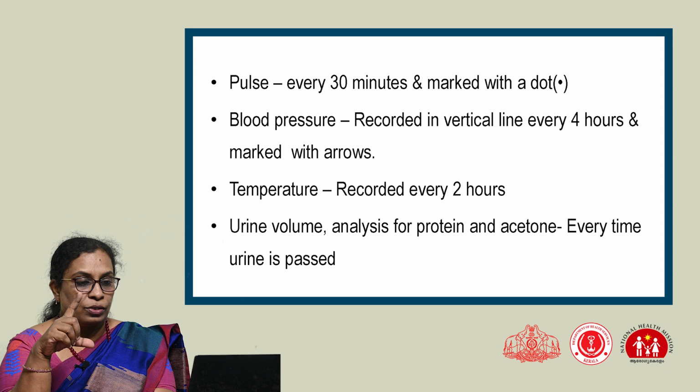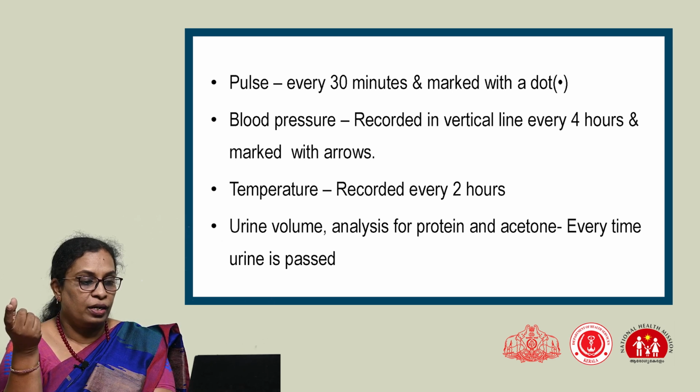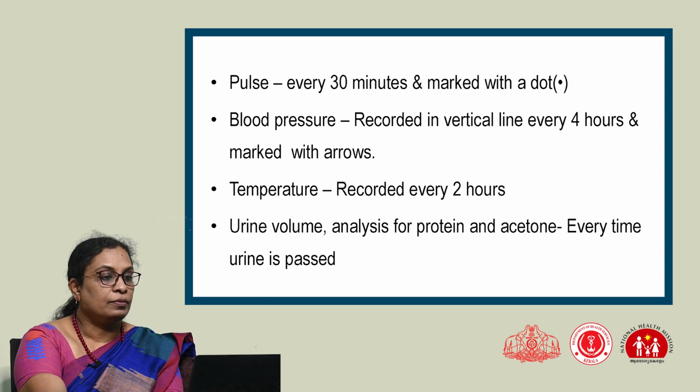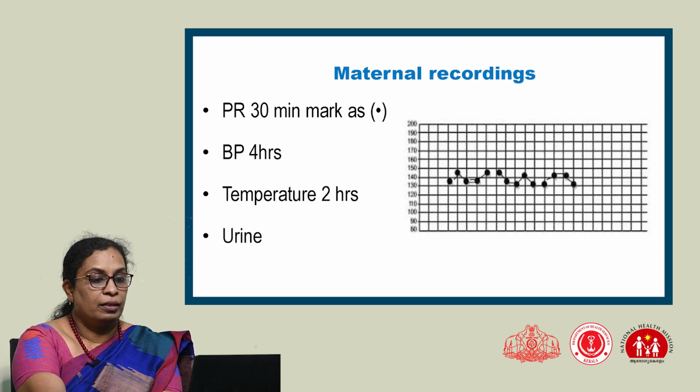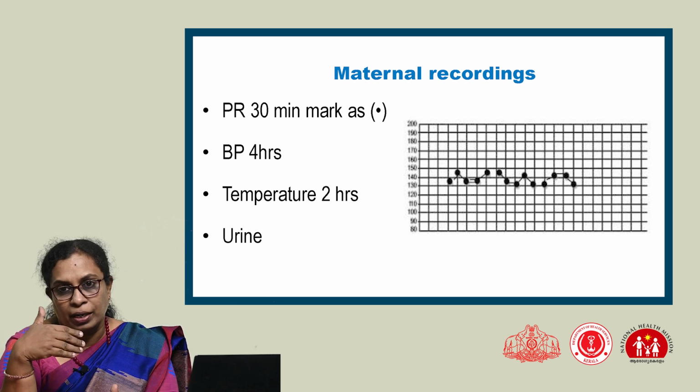BP, diastolic and systolic BP, you plot as vertical lines, that is recorded every 4 hours. Then you record the temperature every 2 hours, and whenever the patient passes urine, you have to calculate the volume as well as analyze the protein and acetone content. This is how we do the marking of the maternal part. See, it contains the drugs, pulse rate, BP, temperature, urine. So now you are completed with the plotting on the partogram.